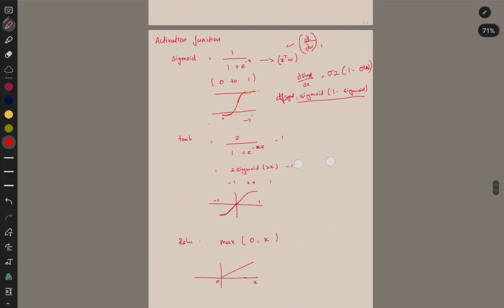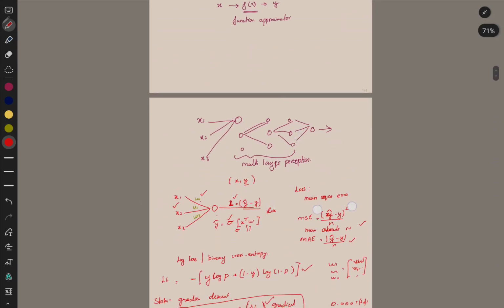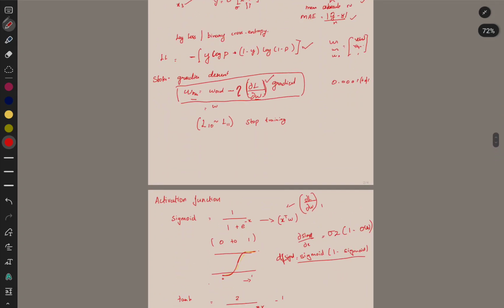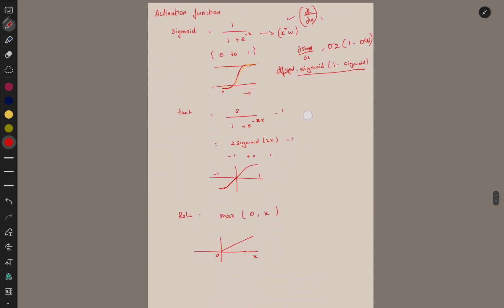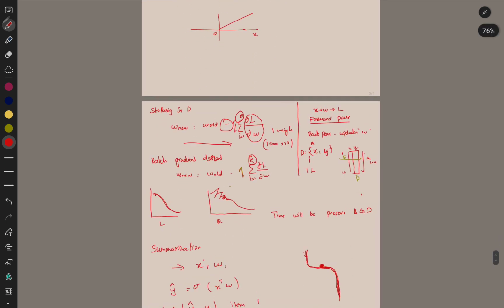And one more thing, in binary cross entropy, why do we have a minus sign here? You can see there is a minus sign, right? This minus sign ensures that we are moving down the hill when the predicted value is less.